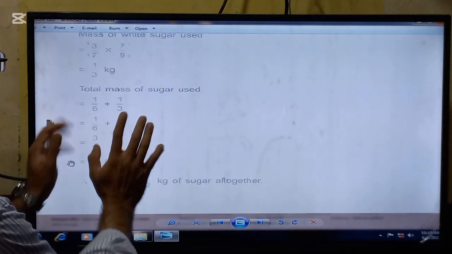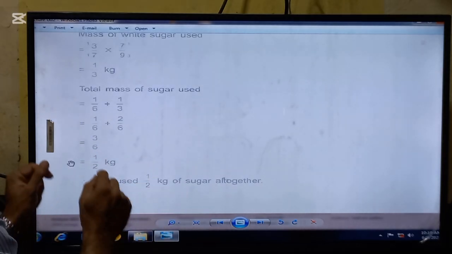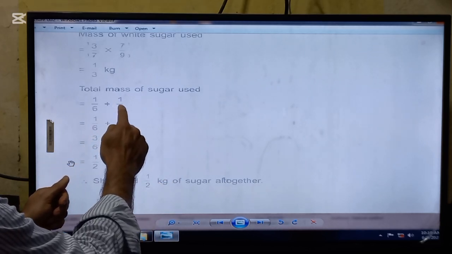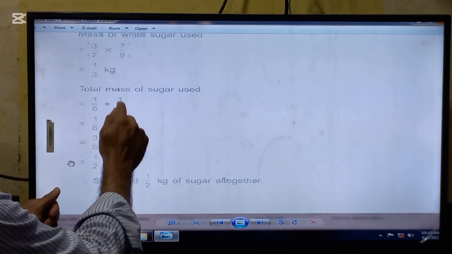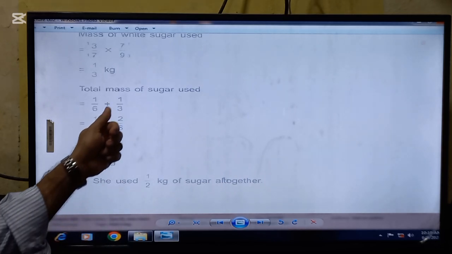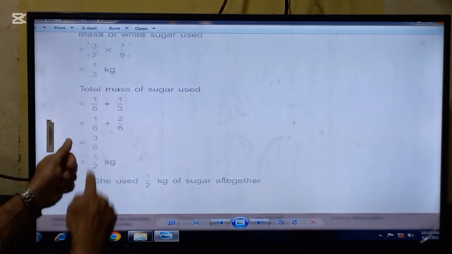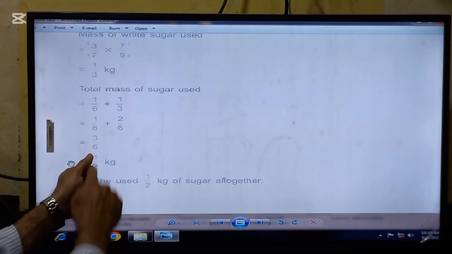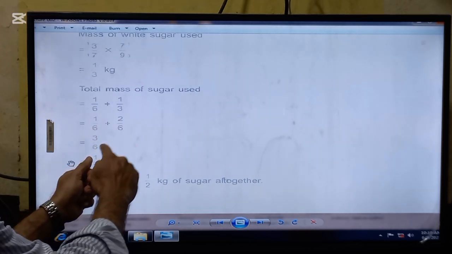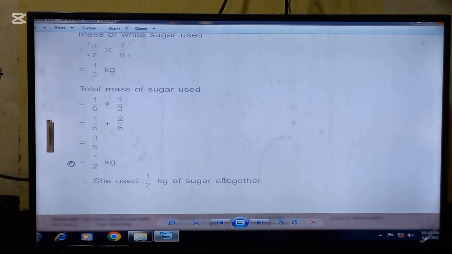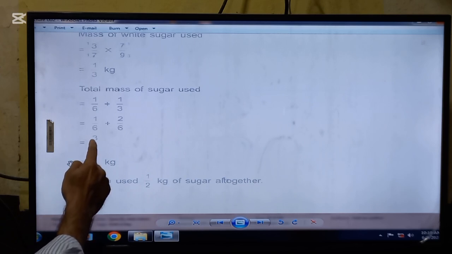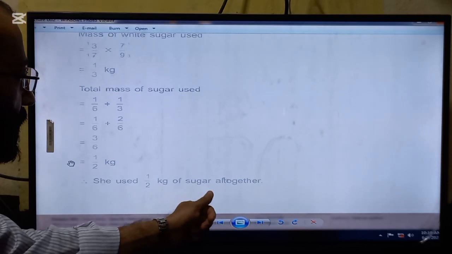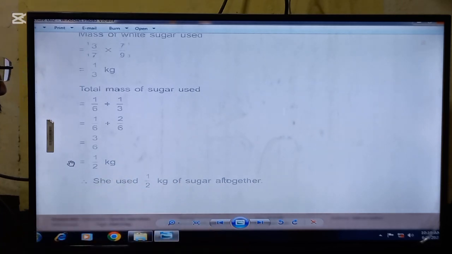So these are two unlike fractions. First, we will convert them into like fractions. So multiply this fraction by 2 in the numerator and denominator as well. So 2 ones are 2, and 2 threes are 6. So here are like fractions now. 6 is the denominator, and the numerators will be added, 1 plus 2, 3. So this is the fraction. At this stage, we will cancel the values. 3 ones are 3, 3 twos are 6. So 1 by 2 kg is the sugar that is used altogether.